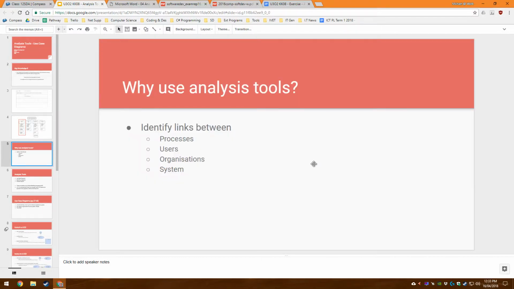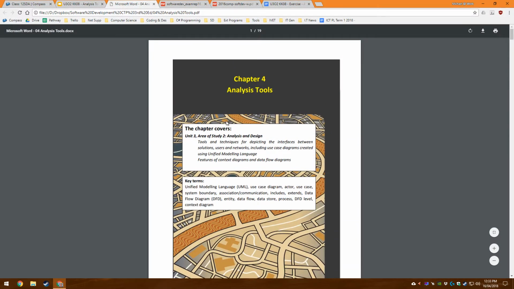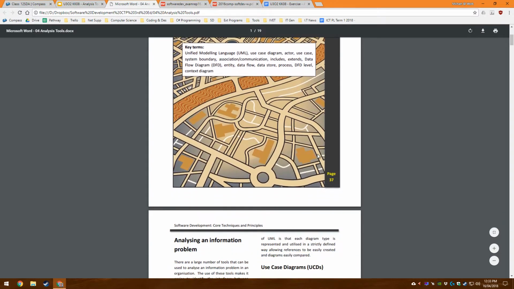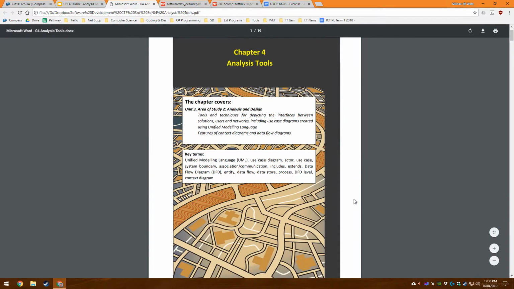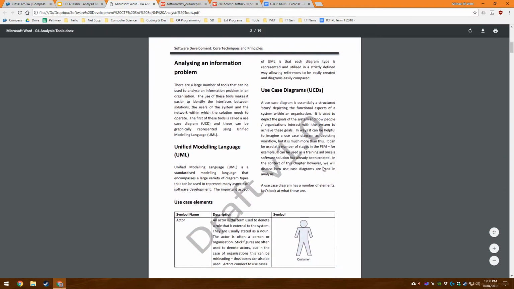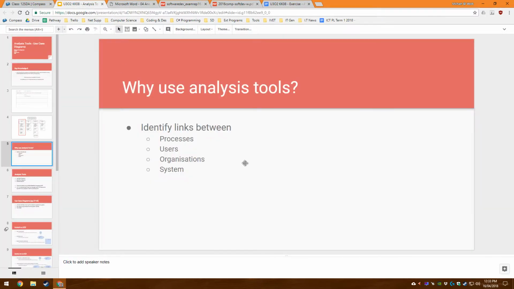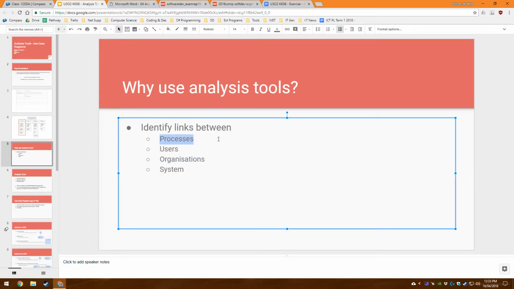Okay, so why do we use analysis tools? Essentially from the book, I have a digital copy of the book here, and it's actually in chapter 4. The pages are a little bit different in this digital copy compared to yours, but if you want to follow the book, you'll find all this in chapter number 4, analysis tools. And you can see here use case diagrams. Okay, so why do we use these tools? It's to identify links between these 4 things. The processes, so what your program is actually going to be doing in terms of processing its data.